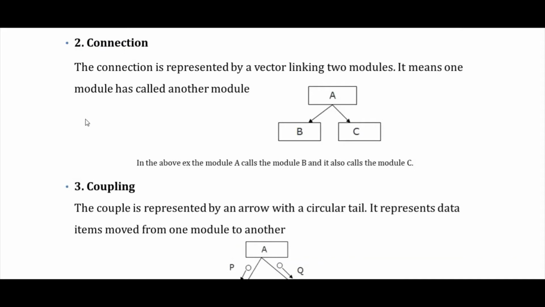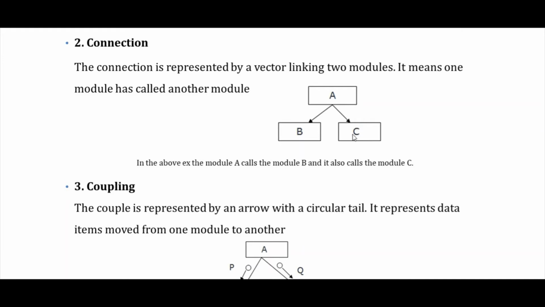So, the next thing is the connection. The connection is represented by a vector linking two modules. Now, say for example, there is a connection between A and B as well as a connection between A and C. These connectors allow us to link those modules together, and it means one module has connected to another module. So, for example, in the above example, module A calls the module B, it is also calling the module C. So, module A is calling module B by using this connector, as well as communicating with module C by using this arrow.